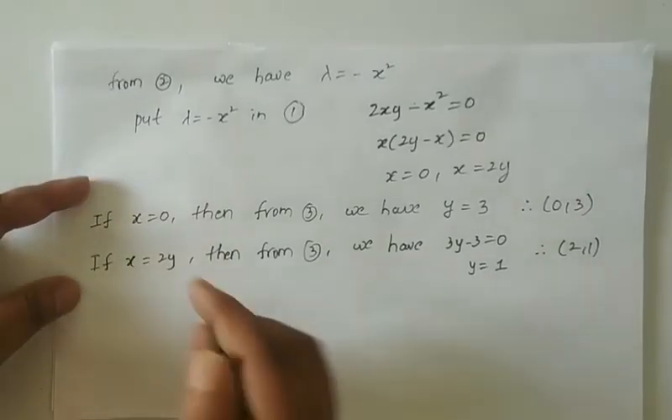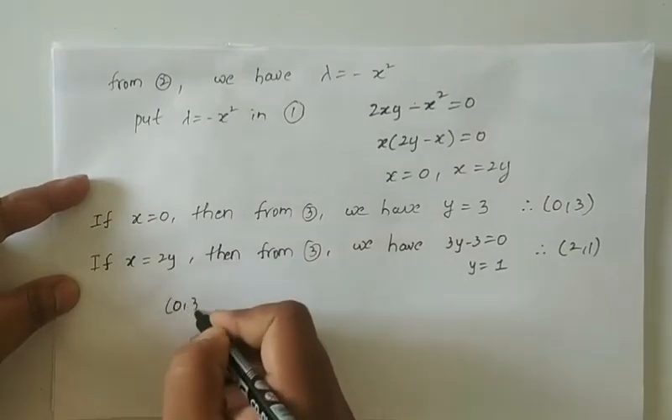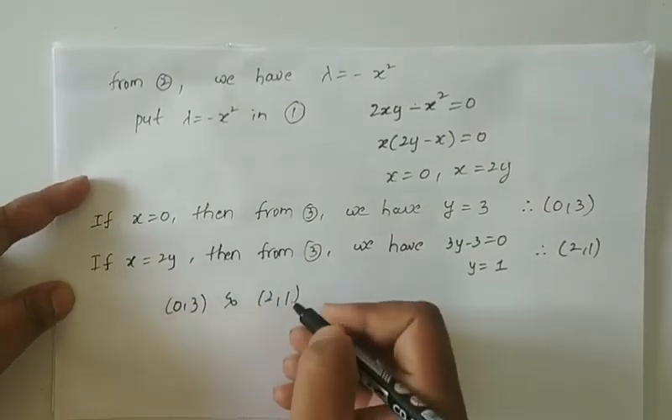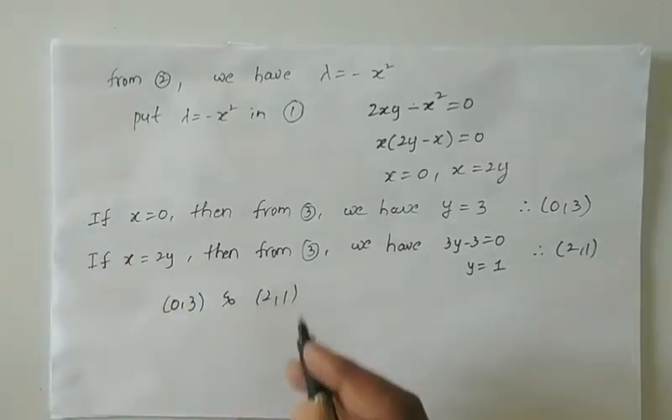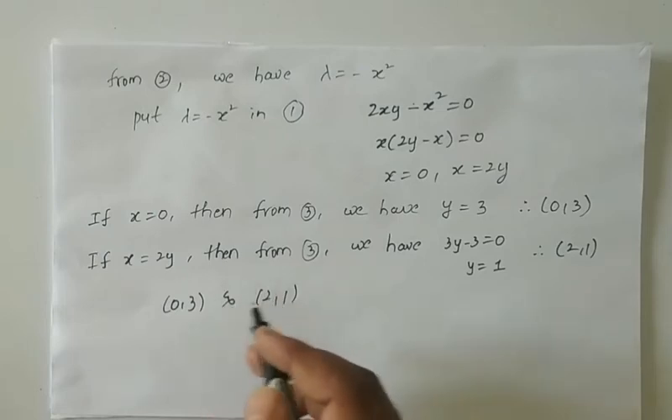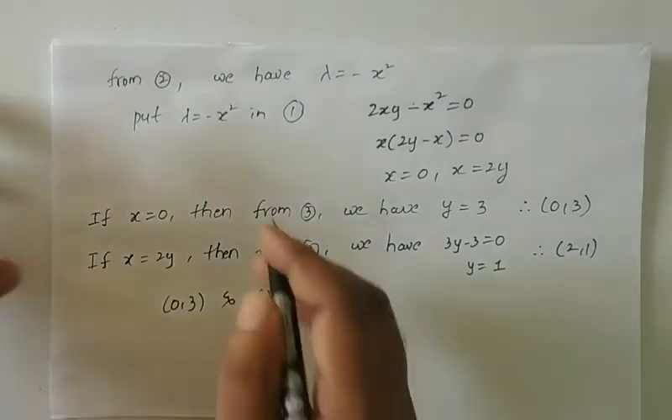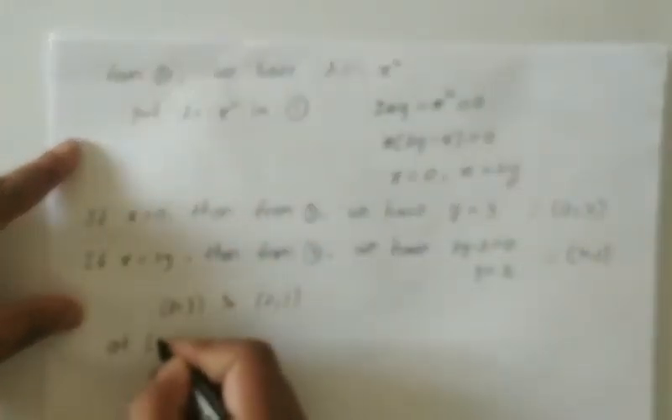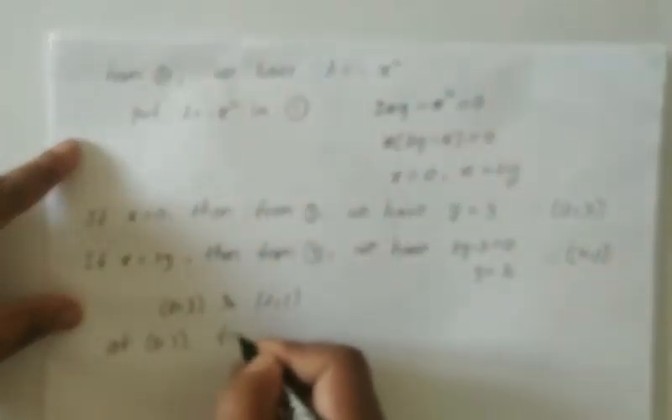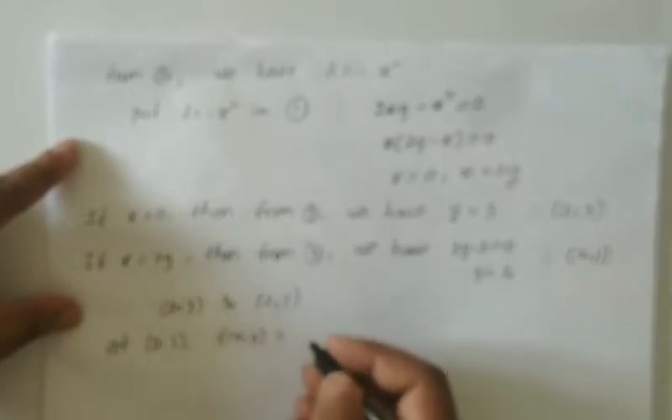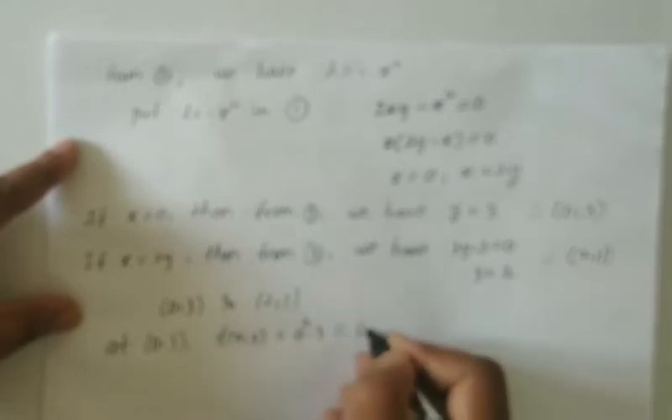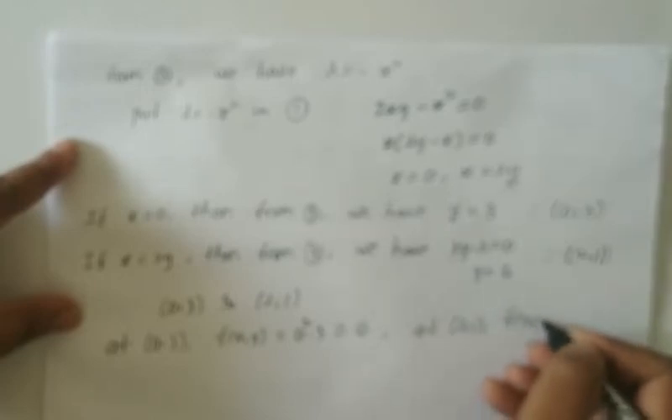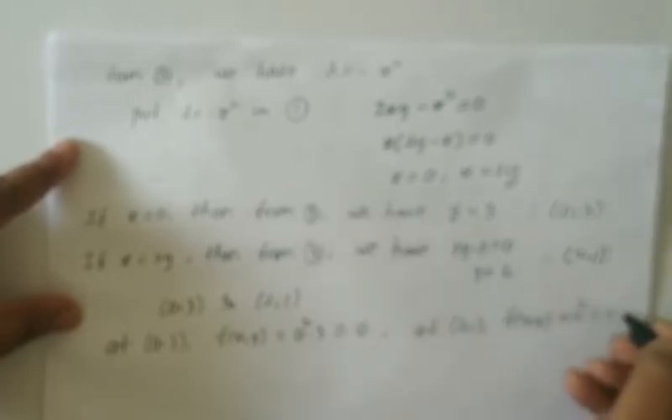So the possible points are 0 comma 3 and 2 comma 1. Now let us evaluate f of x comma y at these points. At 0 comma 3, f of x comma y is x square y, which is 0 square into 3, that is 0. At 2 comma 1, 2 square into 1 is 4.